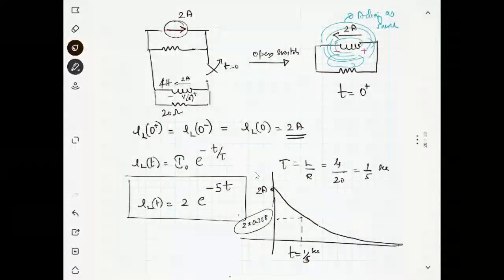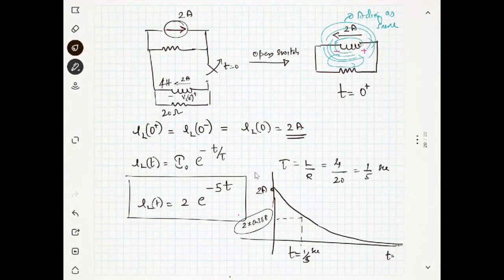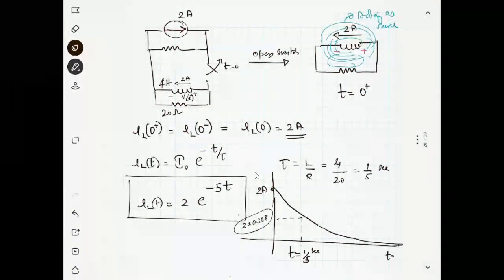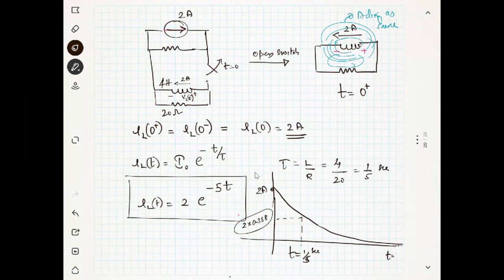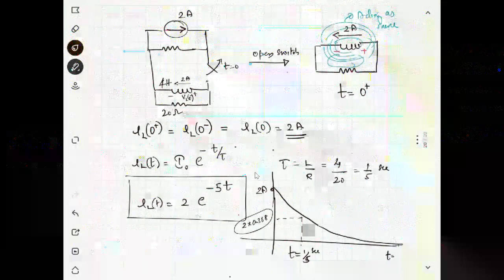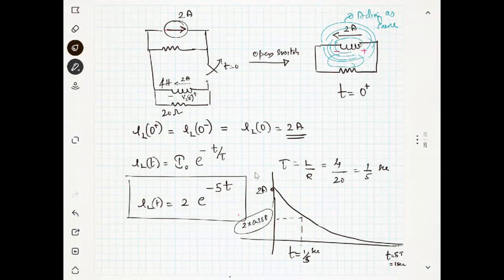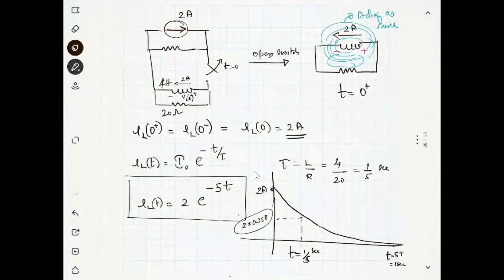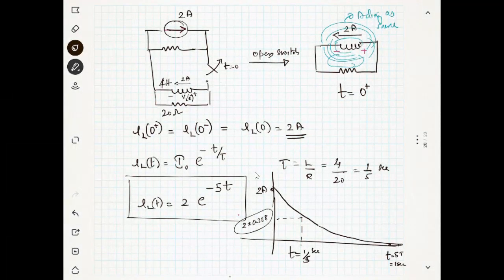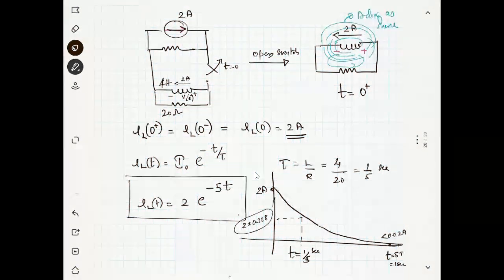Now this is the point t equal to 5 times time constant. What is 5 times time constant in this case? It is 1 second. Then the value is very close to 0. It's less than 1% of the maximum. 1% of the maximum is 2 into 1 over 100, 0.02. So the value will be less than 0.02 ampere. It's a very small number. Okay, this is the situation.